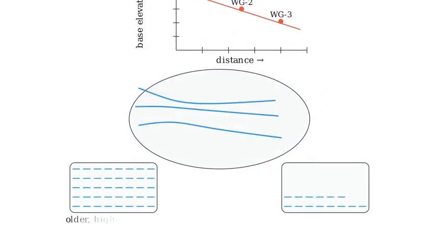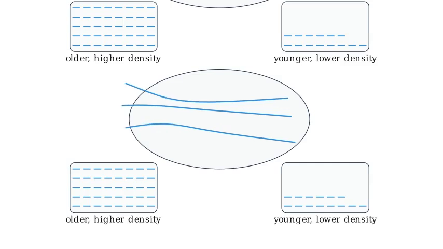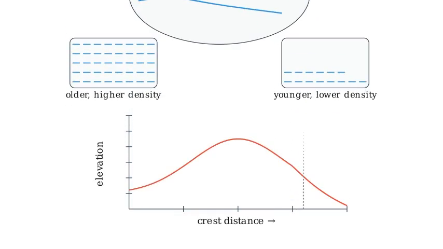Third, stream deflection and drainage density. On a growing fold nose, tributaries can get curved and diverted. Older parts of the fold tend to be more dissected with higher drainage density, while younger tips are smoother with fewer channels. Curved channels near the fold nose and a drop in drainage density toward the tip are hallmarks of lateral fold propagation. Fourth, crest profiles.